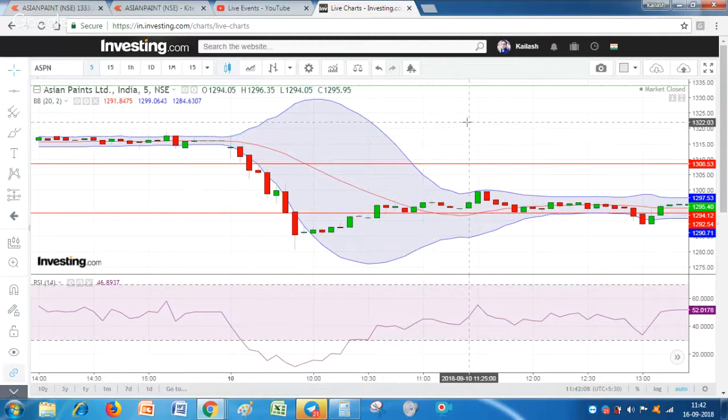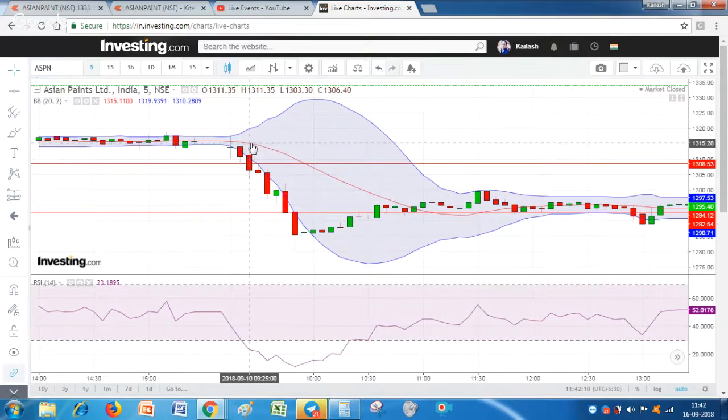If we are a little greedy, at this level, friends, what we can do is trail our stop loss from that level and keep it at the high of this candle. So we have to see some level. Look at this level, friends, we can keep a stop loss at this level also, and stay in the trade. So this level is actually 1297.50. Sorry, it is 1300. It is 1300, friends.